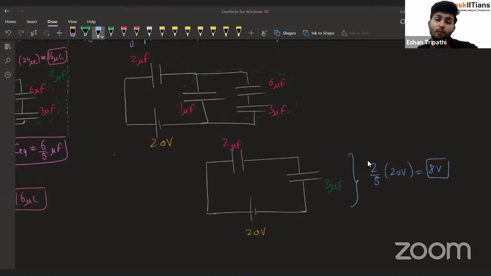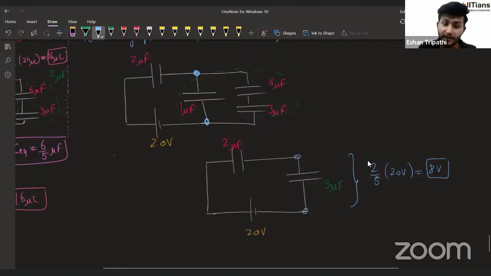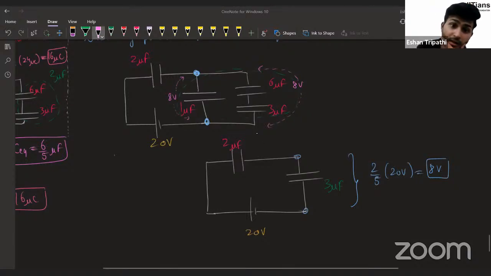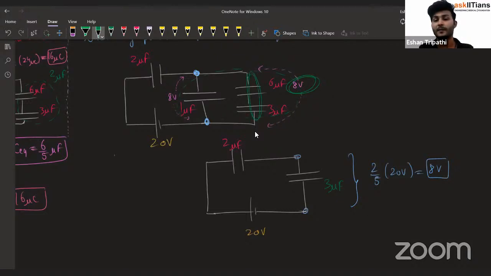Now, which 2 points is 8 volt coming over? This point and this point, which in the original figure is this point and this point. That basically means this is a very important point. This means this capacitor has 8 volt present over here, and both these capacitors have 8 volt pressure over them. Is that fine? But now this 8 volt will further split into two parts. This 8 volt is over these two capacitors.